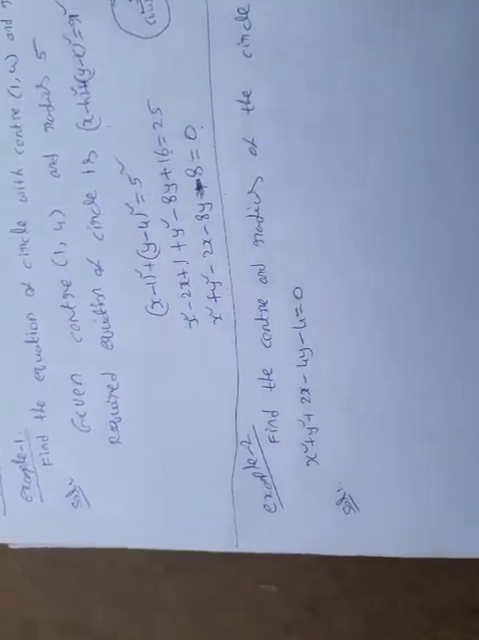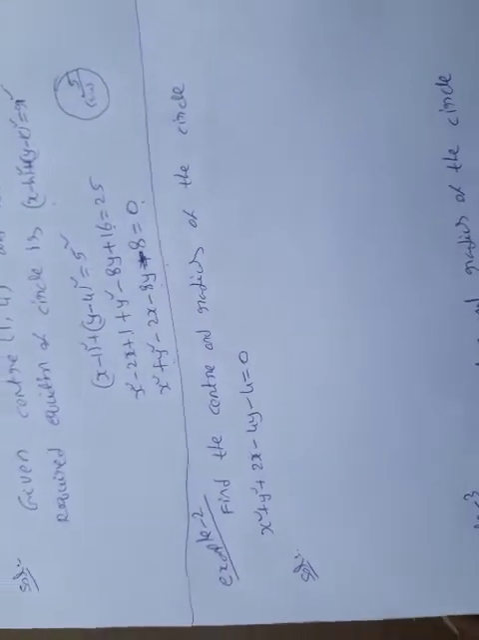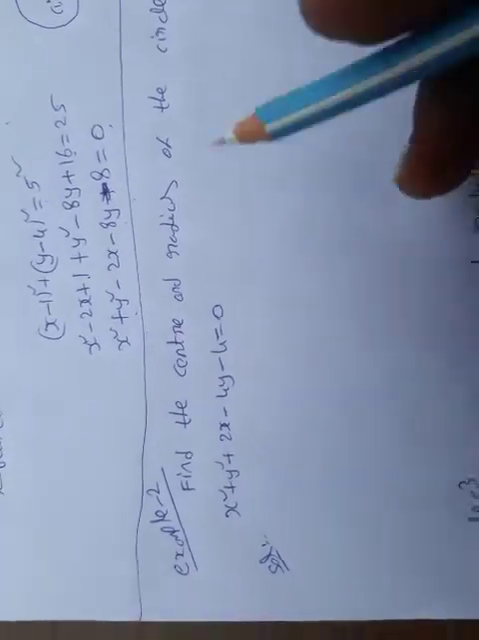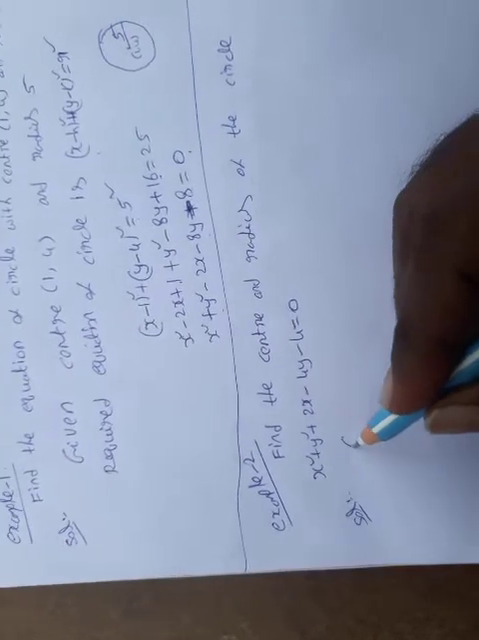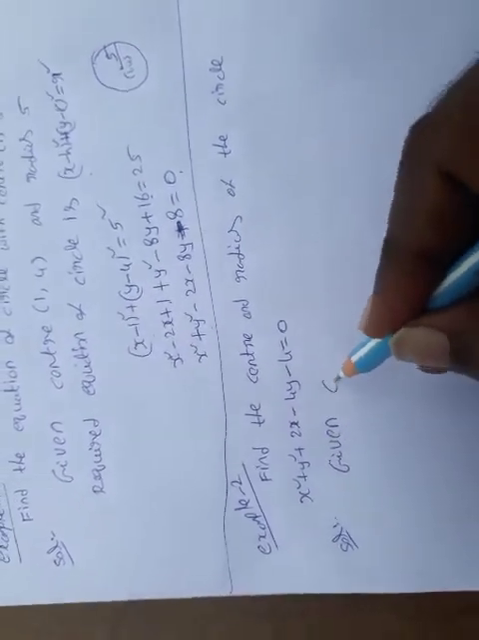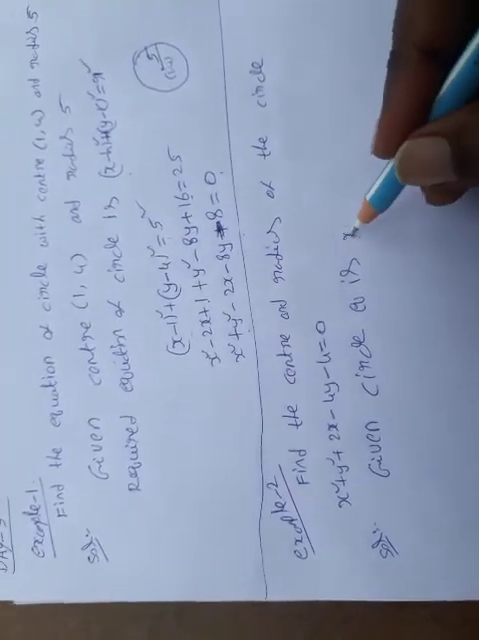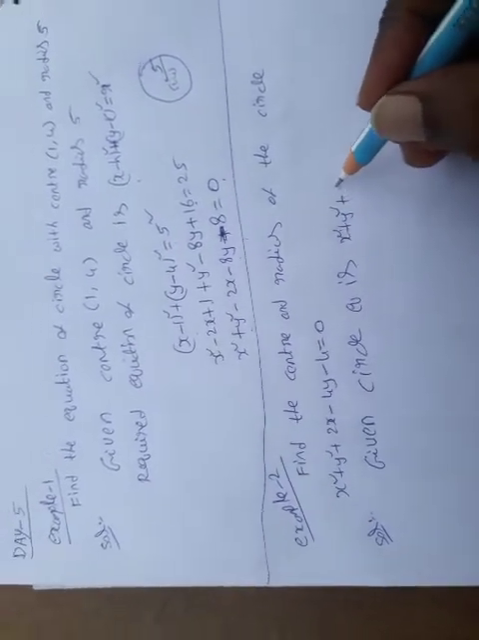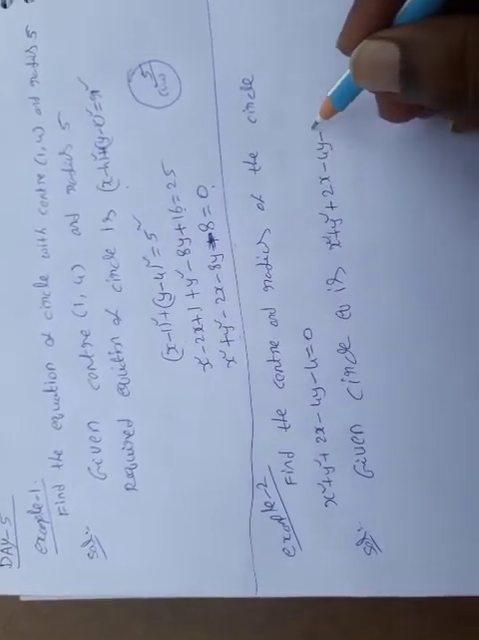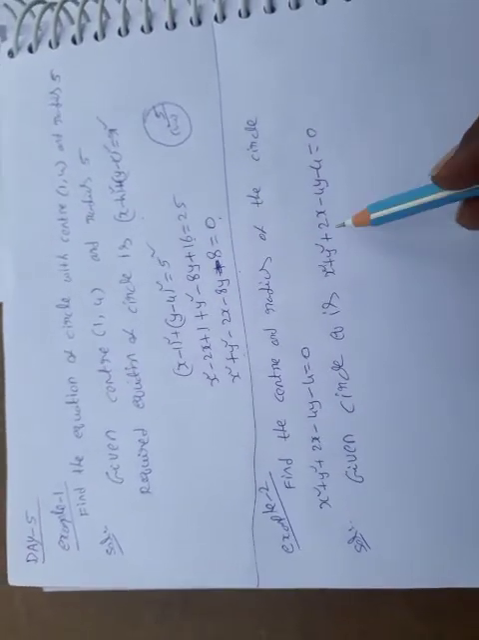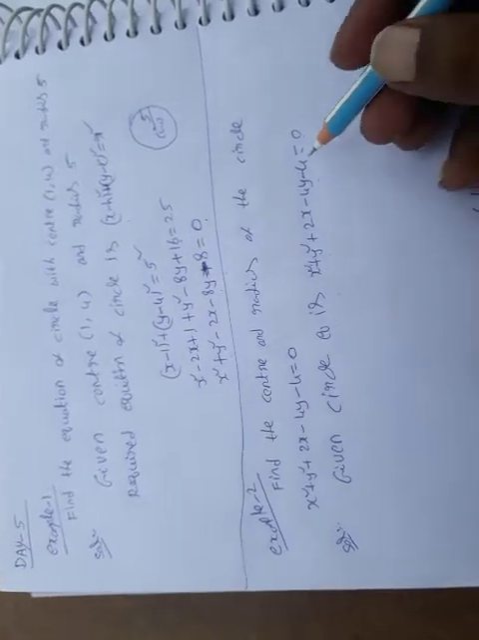And the second problem: find the center and radius of the circle. First of all write the given circle equation: x squared plus y squared plus 2x minus 4y minus 4 equal to 0. This circle equation is in the form of the general equation of the circle.